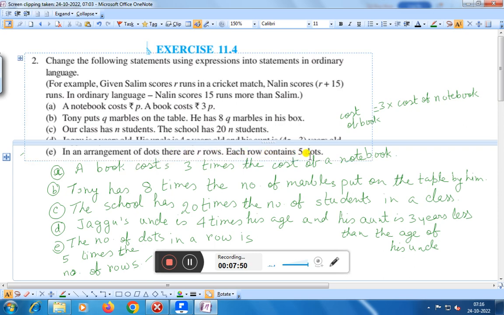In an arrangement of dots, there are R rows. Each row contains 5 dots. That means we can say that the number of dots in a row is 5 times the number of rows.